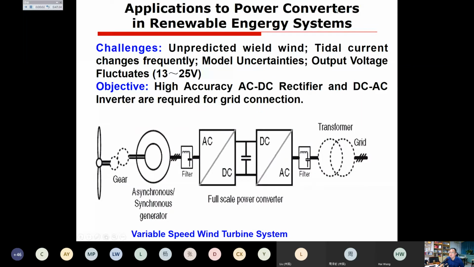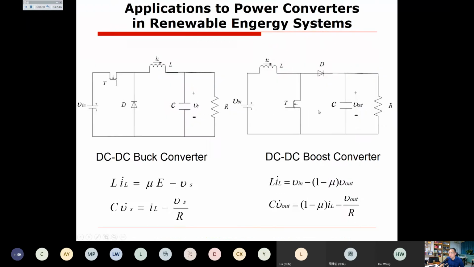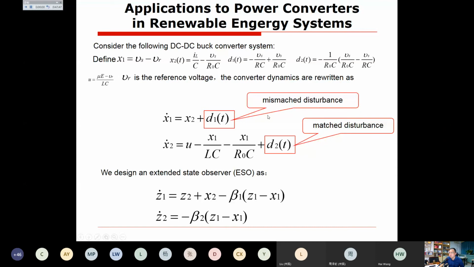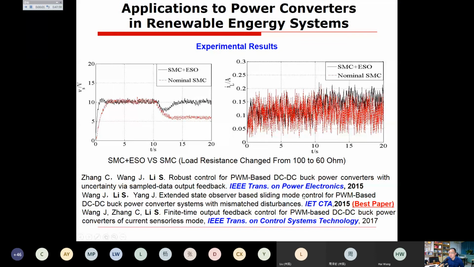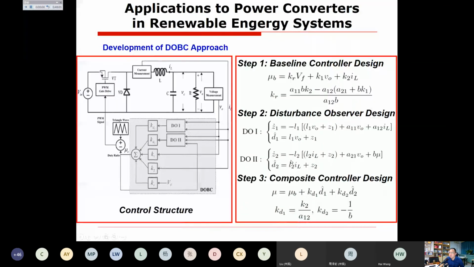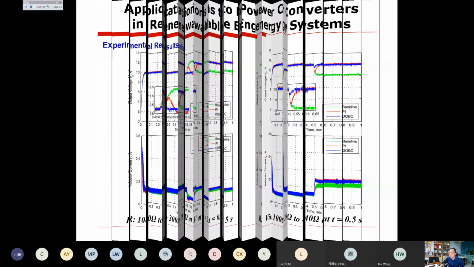Also in power converter systems, I just show this because the disturbance always exists, but here in most cases we have periodic disturbance. I will show you in a fast way. Just ignore the background. You will see here we have both mismatched and matched disturbance. And in the DC-DC, maybe it's not periodic, but you can see some relevant papers. We have a DC-AC inverter. I will show the DC-AC.